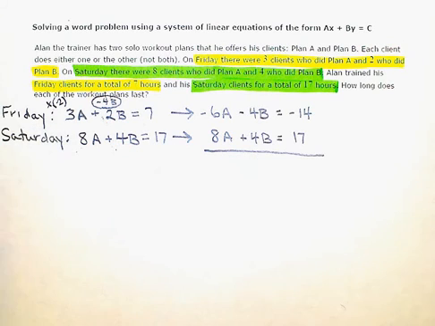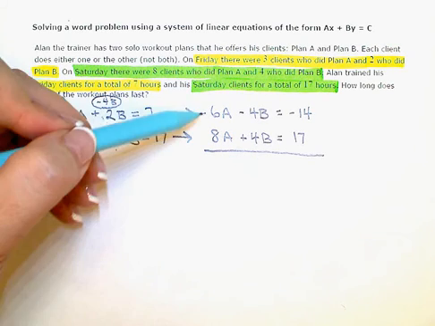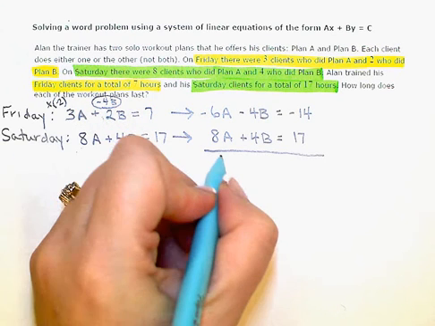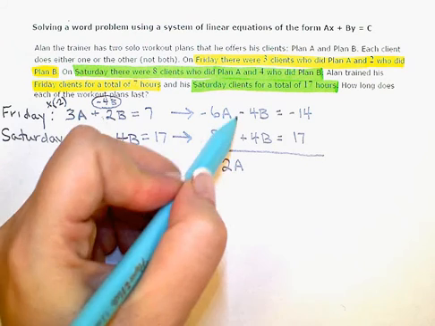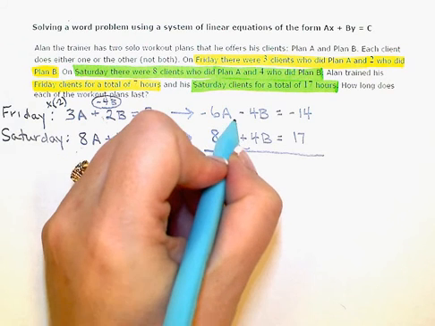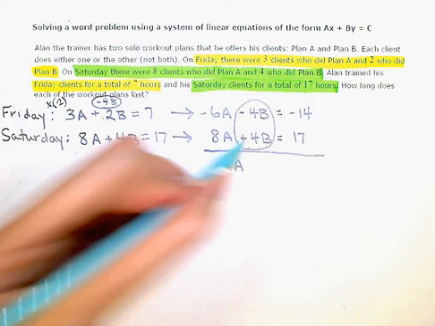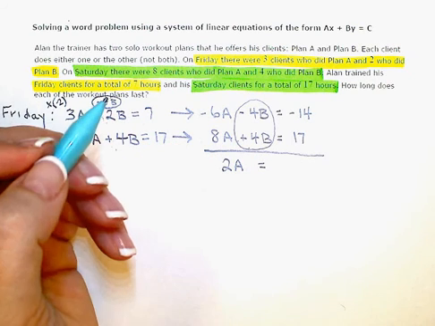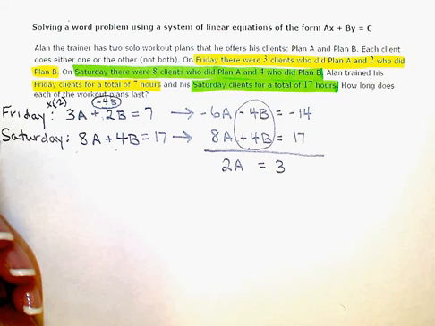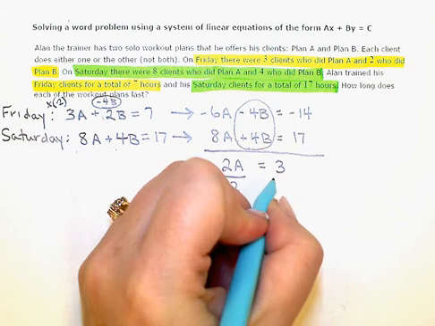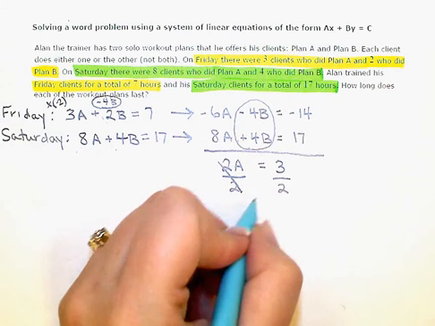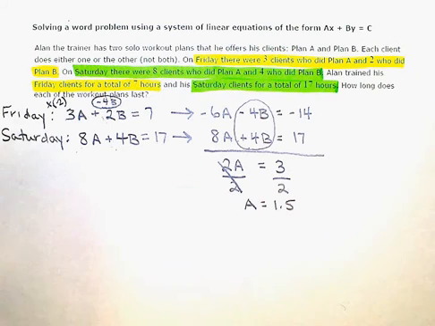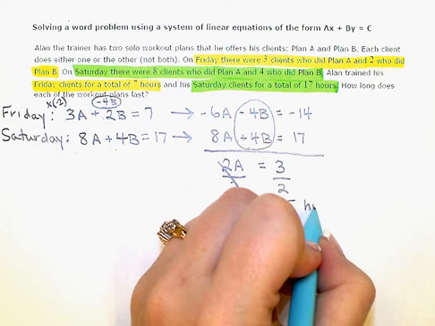Now I'm going to combine my like terms using column addition. Negative 6a plus 8a is 2a. Negative 4b plus 4b goes to zero. That's my elimination right there. And that's equal to negative 14 plus 17, which is positive 3. Dividing both sides by 2, I get A equals 3/2 of an hour, or 1.5 hours.